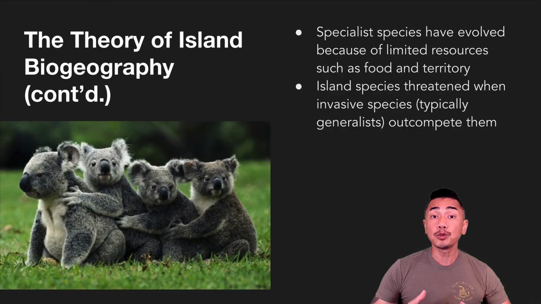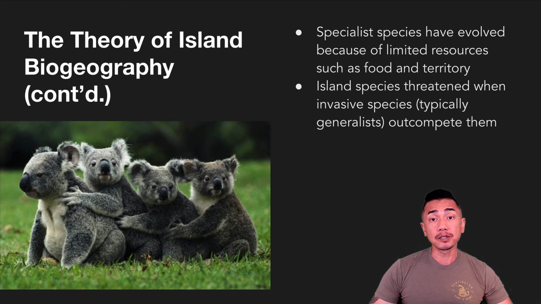On an island, you often find specialist species. Specialist species are picky species that may only eat one thing or live in one type of place. You find specialist species on islands because these species had to evolve with access to limited resources and as a result are highly adapted to utilizing them.